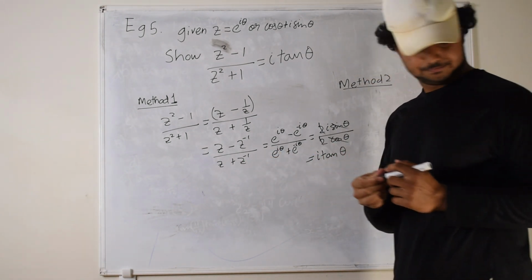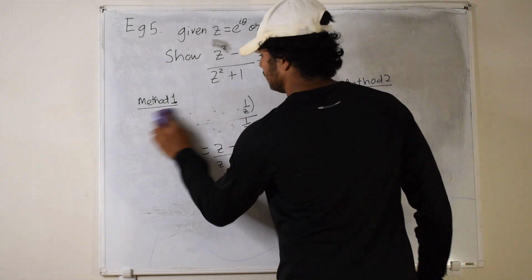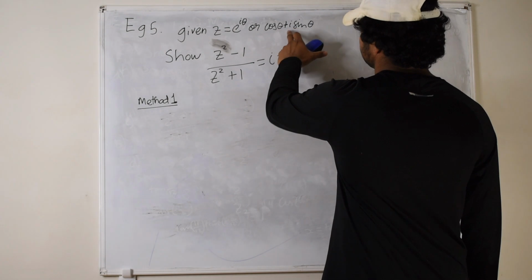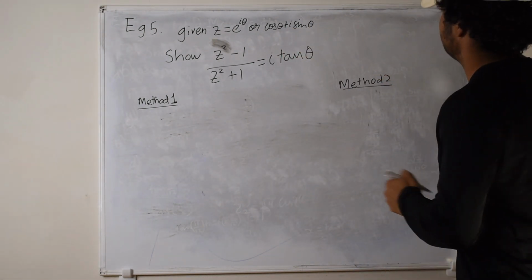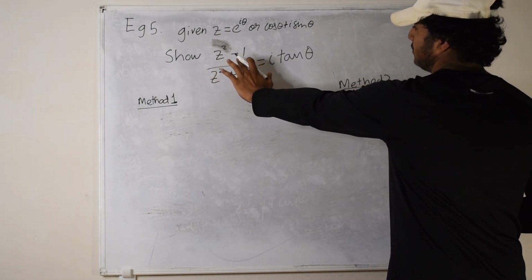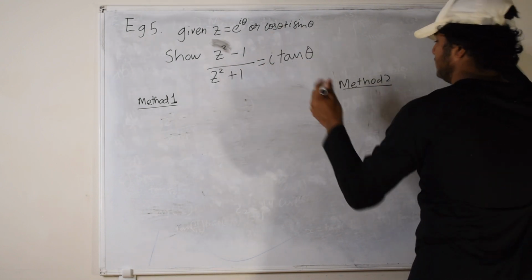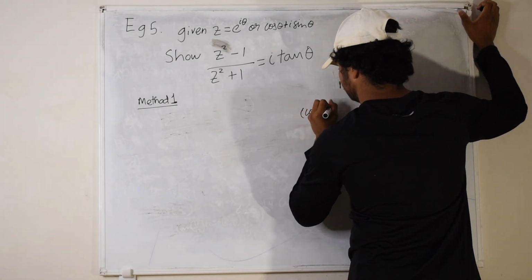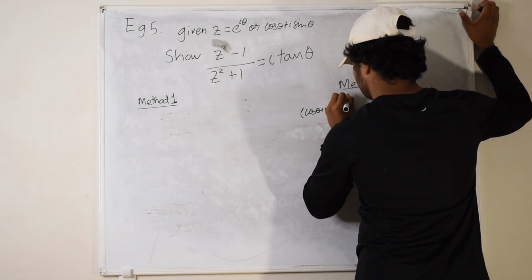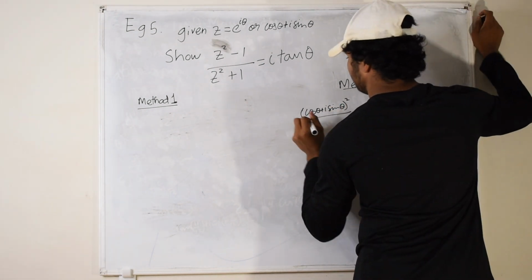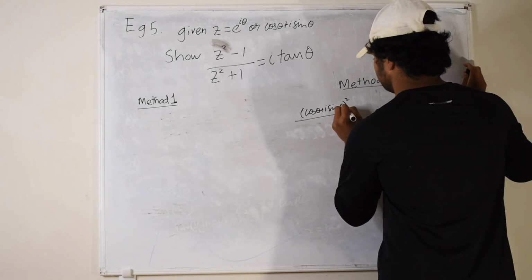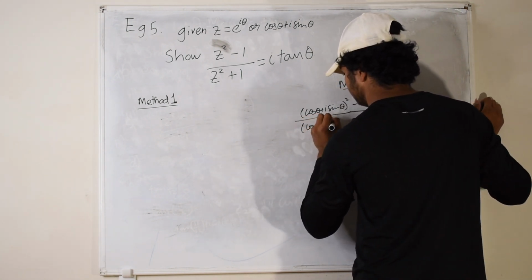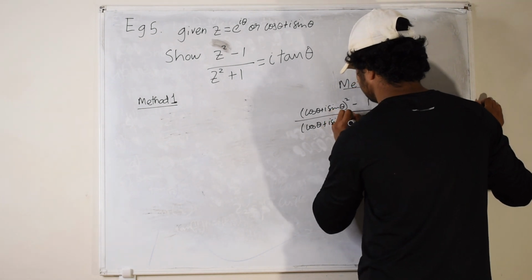Let's look at method 2 now, using z equals cos theta plus i sin theta. So we've got z squared minus 1 upon z squared plus 1. Let's just sub that in. So we go: bracket cos theta plus i sin theta all squared, minus 1, upon bracket cos theta plus i sin theta all squared, plus 1.